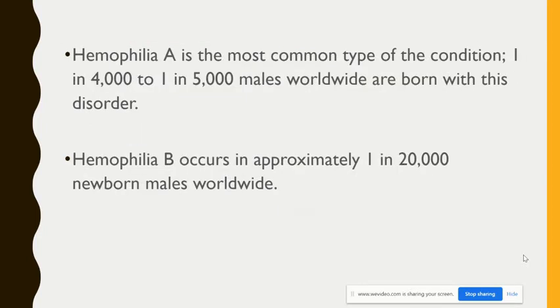Some information: hemophilia A is the most common type of the condition. So 1 in 4,000 to 1 in 5,000 males worldwide are born with this disorder. And then there's hemophilia B, which is about 1 in 20,000.